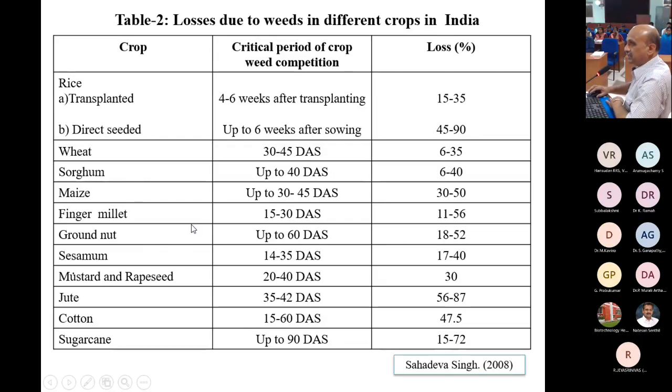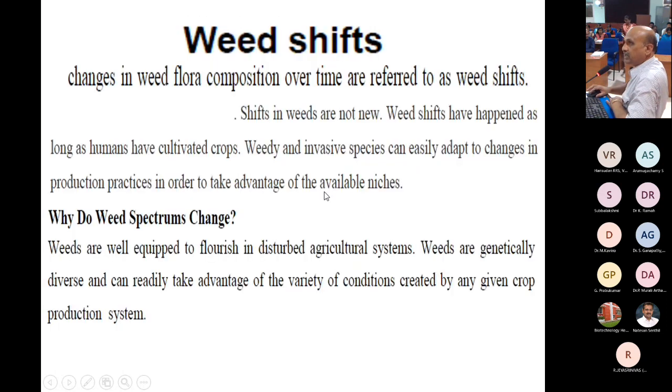So, as we all know, the percent yield loss due to weeds varies in different crops. In direct seeded rice, the loss will be to the extent of 45 to 90%. In crops like wheat, sorghum, maize, finger millet, and cotton, the critical period of crop weed competition is between 15 to 30 or 35 days. During this period, we have to keep the plots free from weeds.